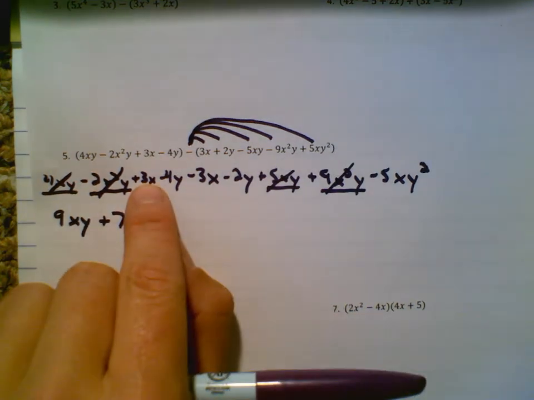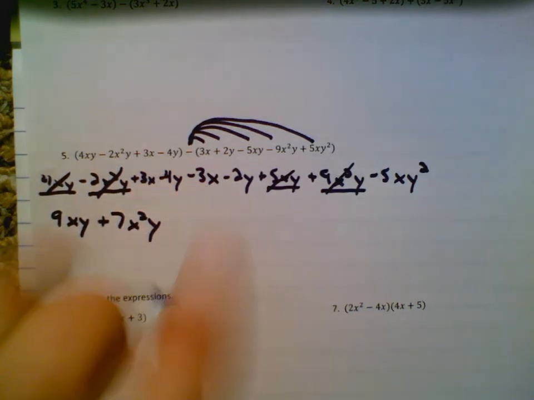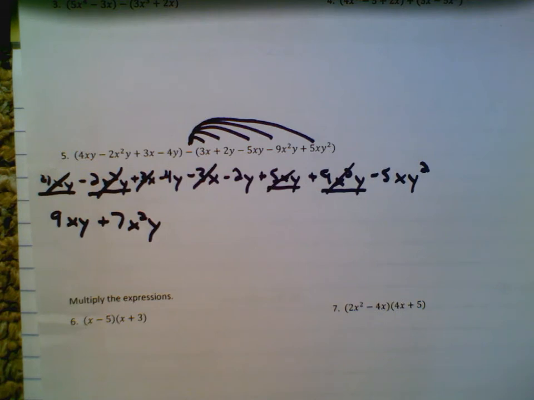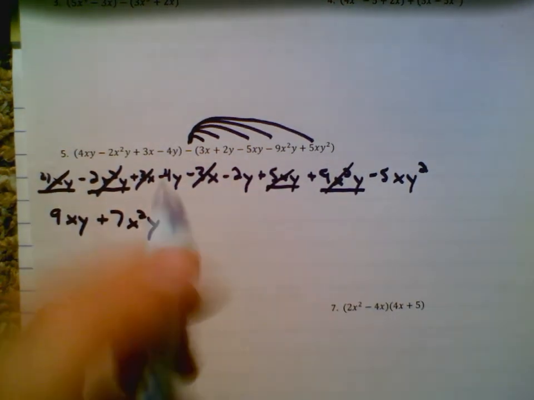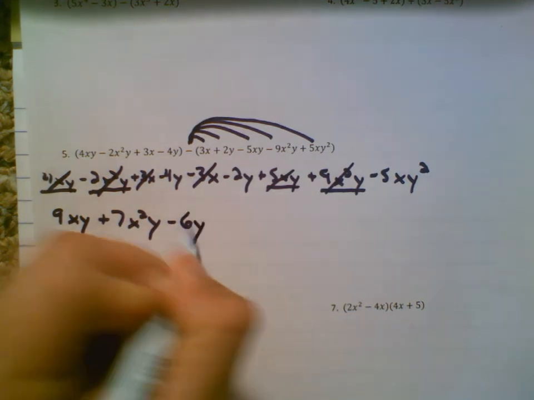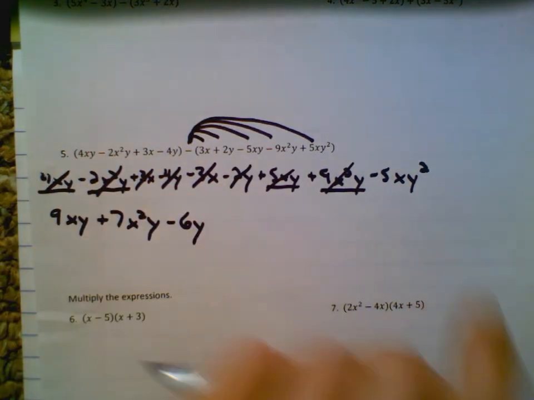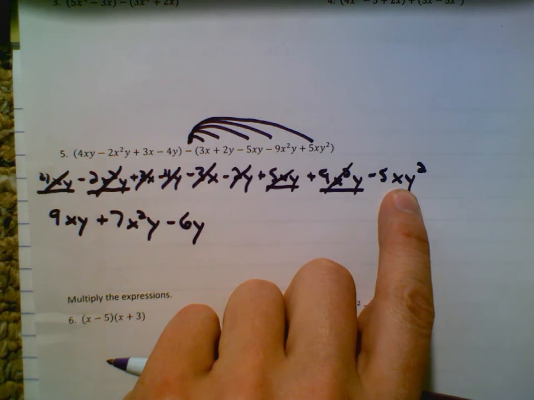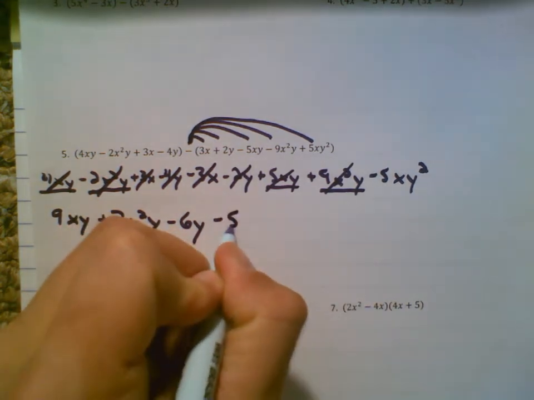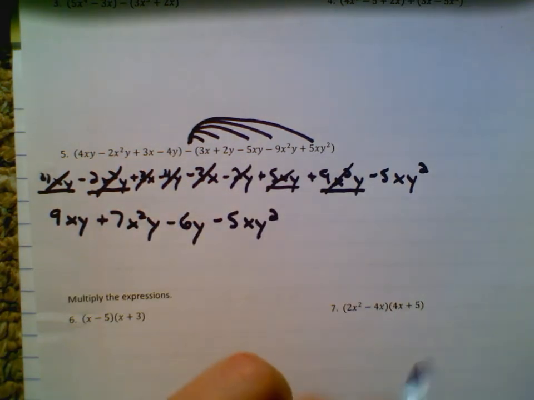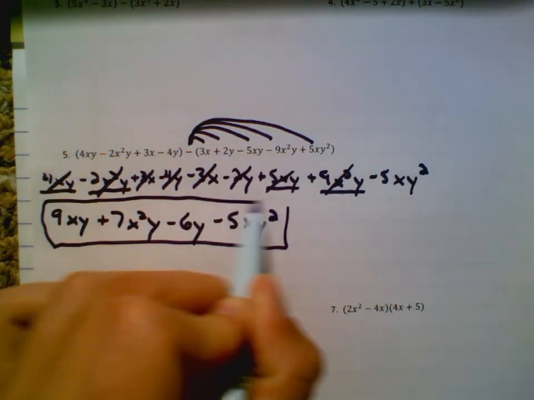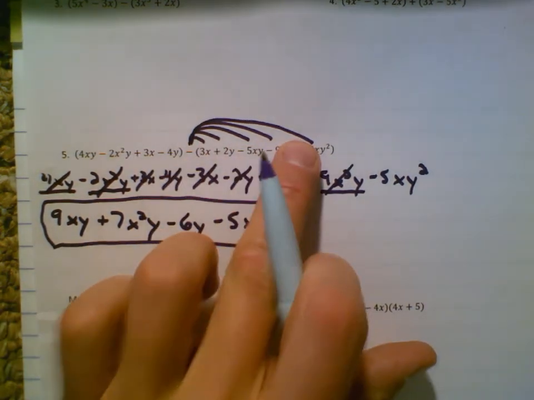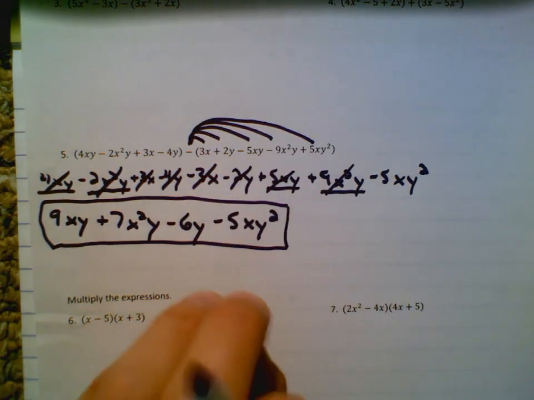Here I have 3x, but I'm subtracting 3x, so those will cancel out completely. They're gone. And then I have negative 4y minus 2y, which is negative 6y. And then lastly, I have negative 5xy squared, none others, so then I am finished. Okay, so anytime you're subtracting, distribute the negative, it changes the signs, and then combine the like terms.